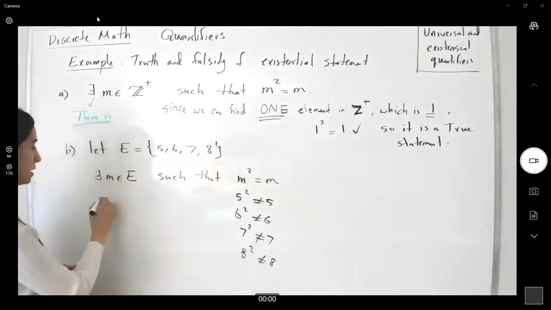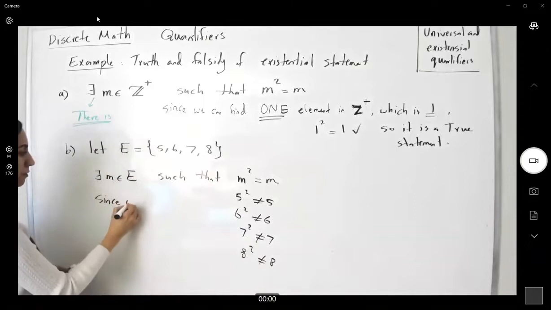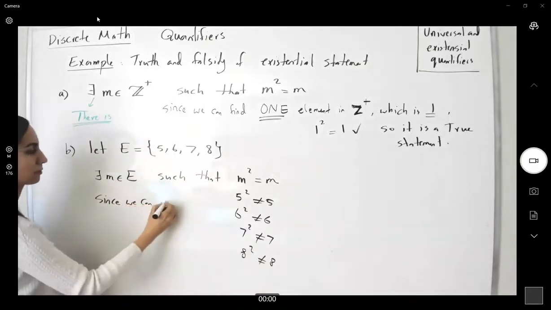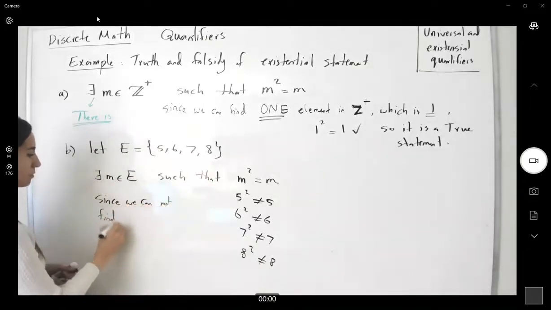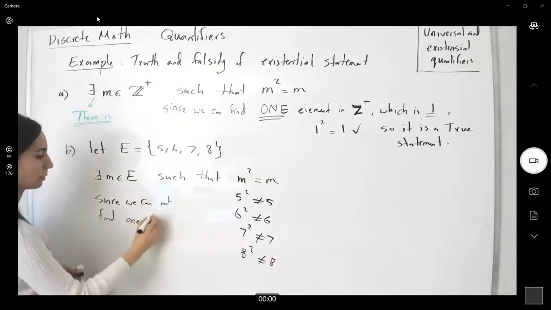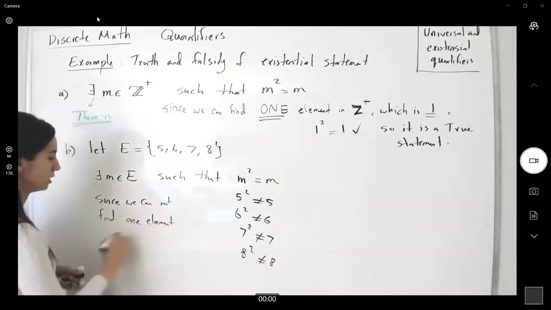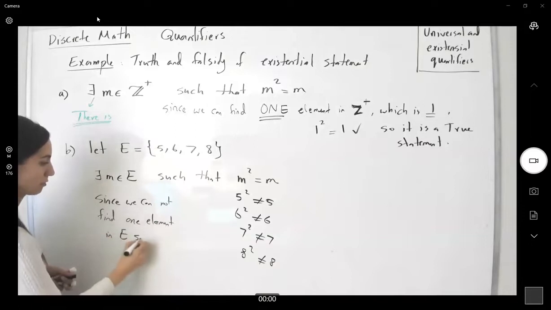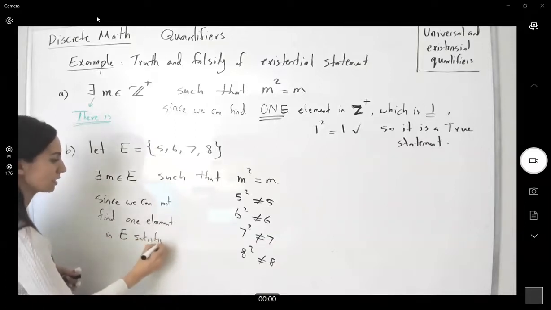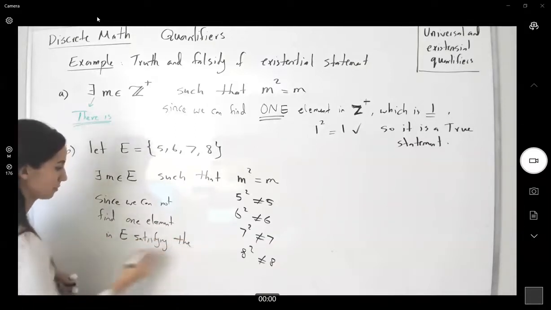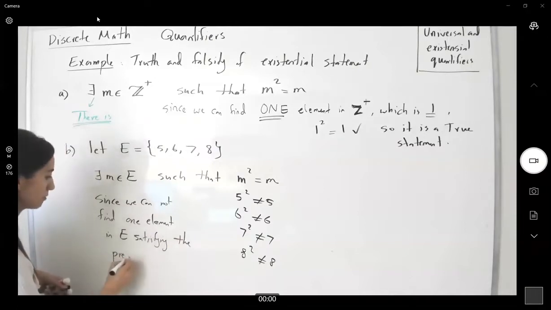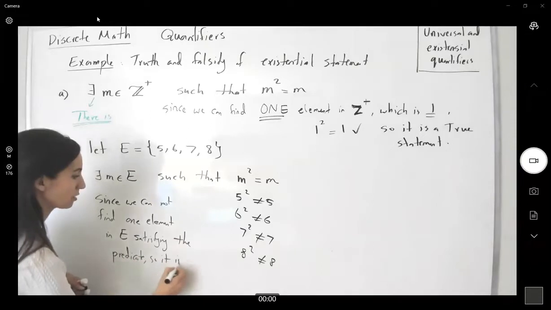So, since we cannot find one element in E satisfying the predicate, it is false.